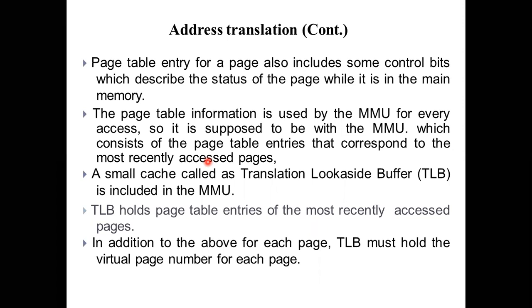The page table information is used by the memory management unit for every access. So the MMU is supposed to hold the page table entries that correspond to the most recently accessed pages. A small cache called the translation look-aside buffer, that is the TLB, is included in the MMU. The TLB holds page table entries of the most recently accessed pages. In addition, for each page, the TLB must hold the virtual page number of that page.